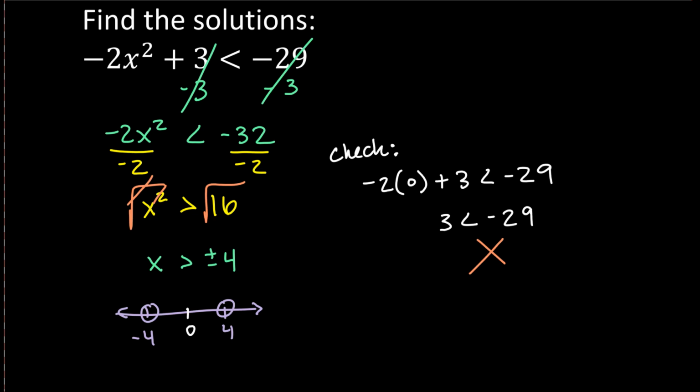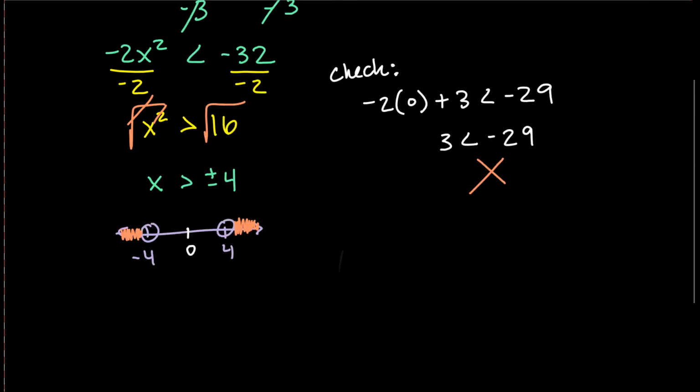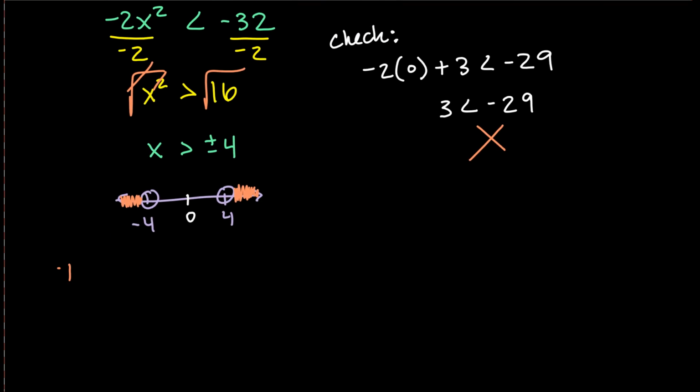So what does that mean for us? Do we or don't we shade at 0? Don't, right? 0 doesn't work. That means it's not part of our solution, so we don't shade there. Instead, we shade outside.